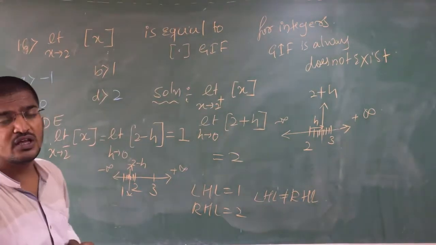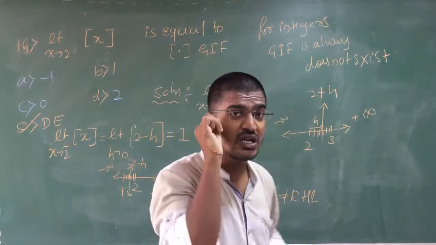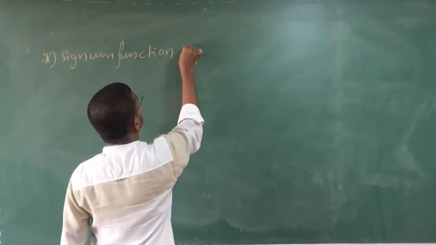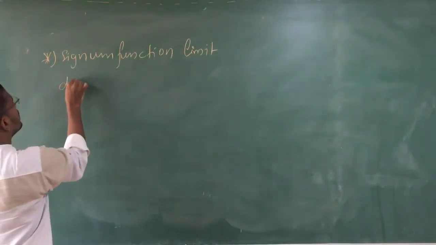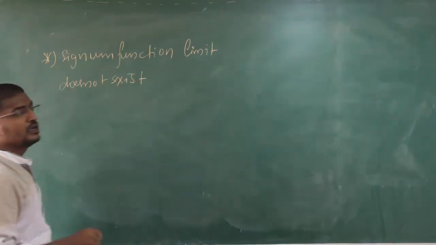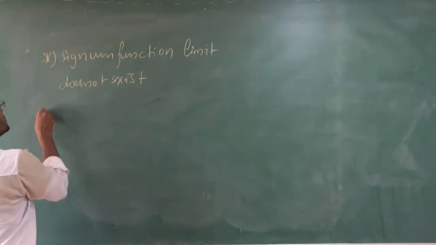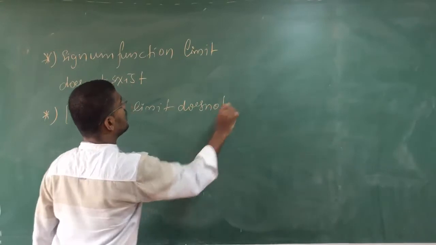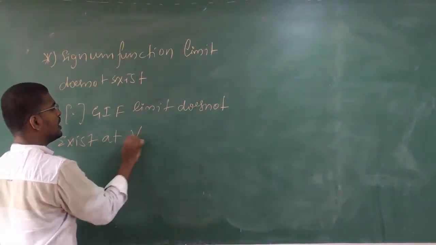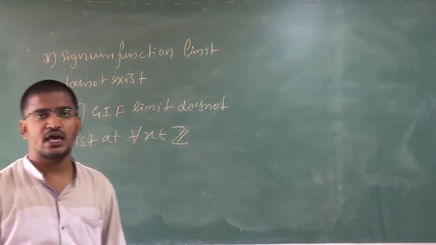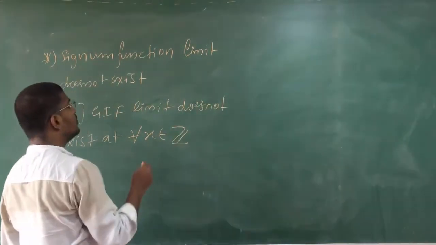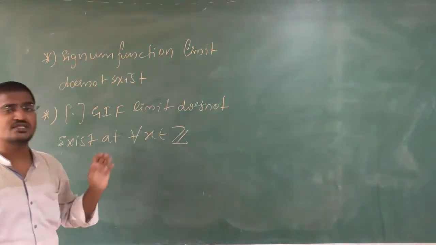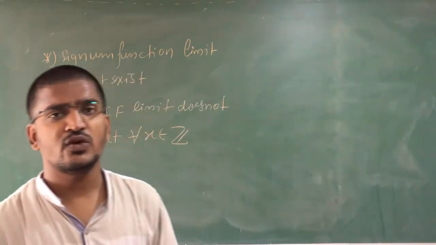Okay students, now we are done with 16 problems. In these 16 problems, I will discuss the important things. First point, Signum function, limit does not exist. Next, greatest integer function, limit does not exist at every x belonging to the integer set. Just as for the Signum function the limit does not exist, here for the greatest integer function the limit does not exist for every x belonging to the integers. For the Signum function, you check at what point they have given.